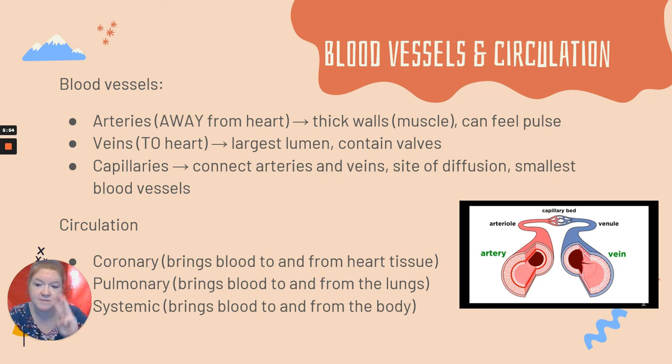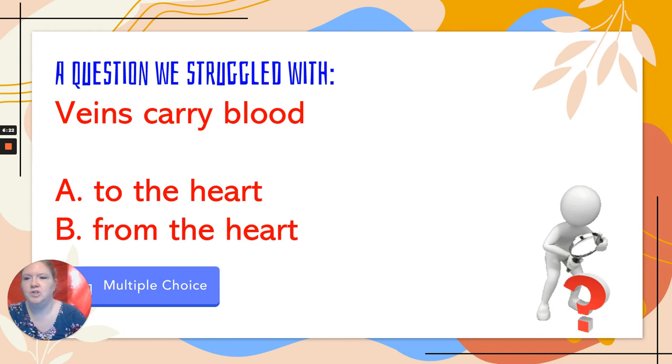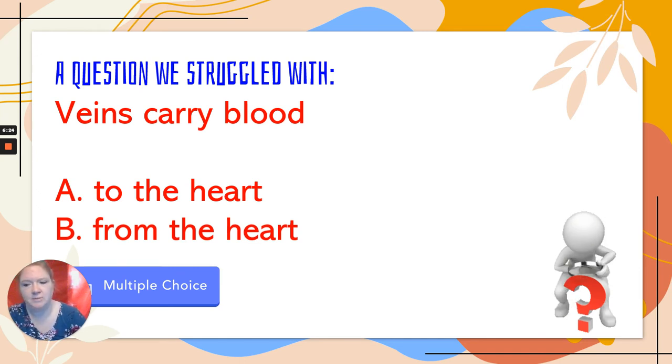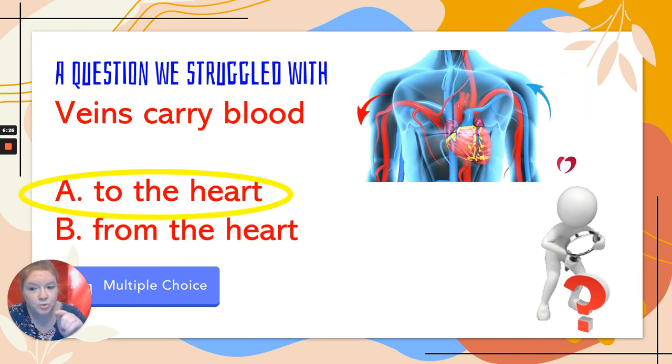And there's three main types of circulation: coronary, bringing blood to and from the heart tissue itself; pulmonary, to and from the lungs; and systemic, to and from the whole body. So it's coronary from the heart to the heart tissue, back to the heart; pulmonary from the heart to the lungs, back to the heart; systemic from the heart to the whole body, back to the heart. Okay, so you can see it's just a cycle each time. So a question we struggled with: veins carry blood to the heart.